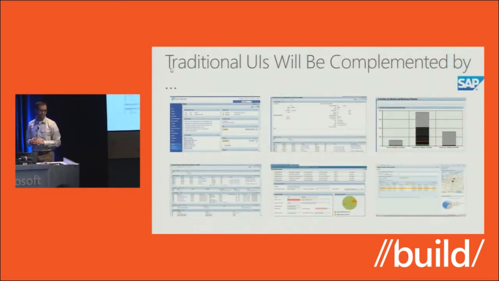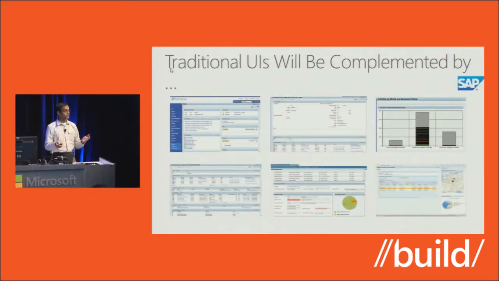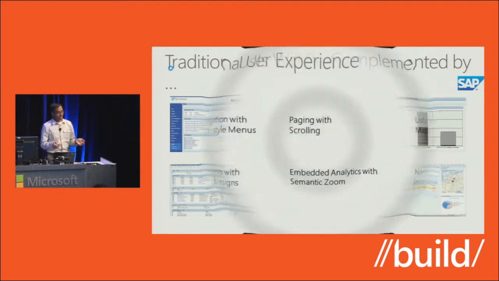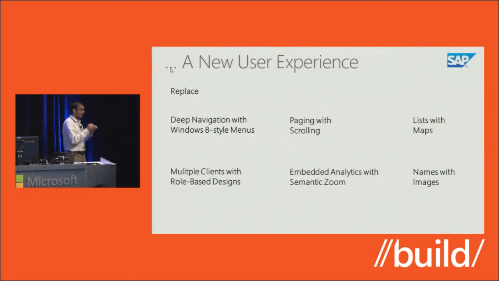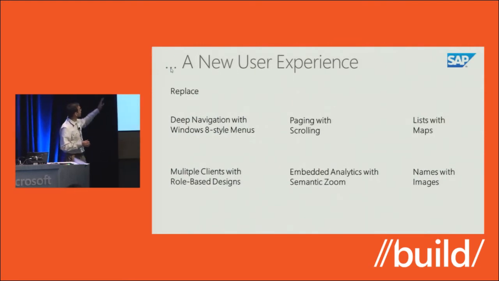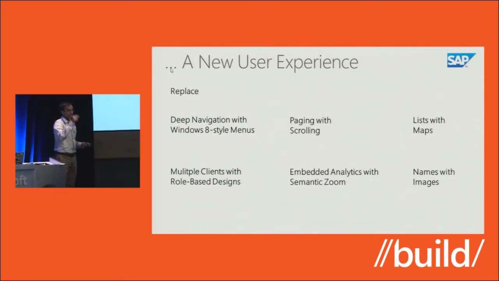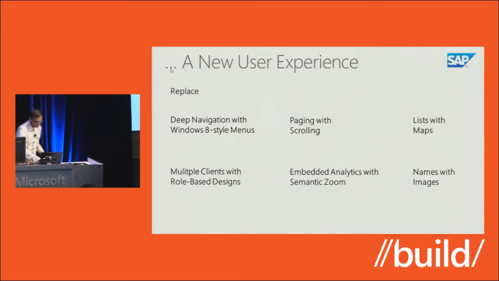And these are some of the traditional UIs that you know and are probably even using today. And we'll see how SAP has now moved from that world into this one, where the paging, as I said, clicking from one page to another page to the next section, all goes away with simple scrolling. The lists with maps. Actually, let's see this app in action, so that will make a lot more sense of what I'm saying here.